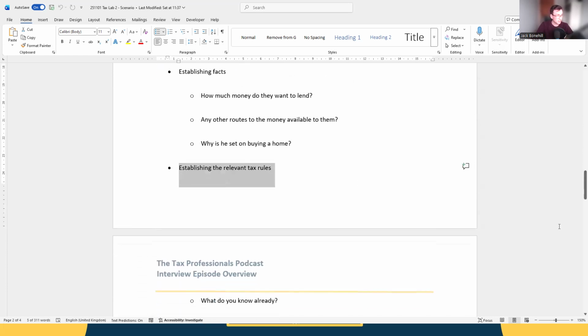So, the next bit then is, after you've done a bit of initial fact finding, I would always jump into establishing what I think are the relevant tax rules. We've already talked about using resources like online resource libraries, online books related to tax, etc. But as a tax advisor, you will probably already know a significant amount, or at least something, about the topic that you're dealing with. So have a think about what you actually already know.